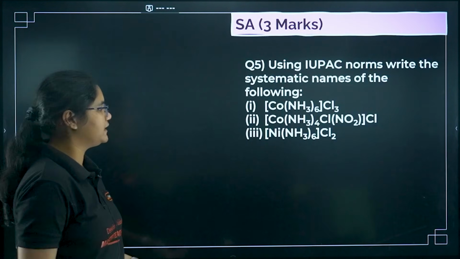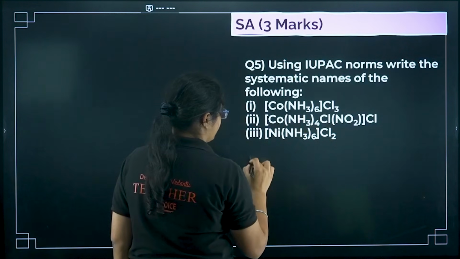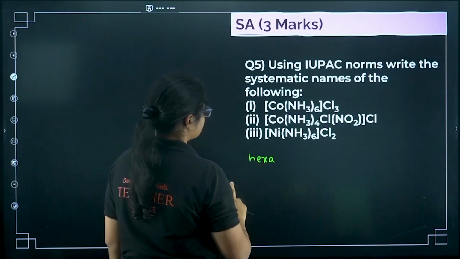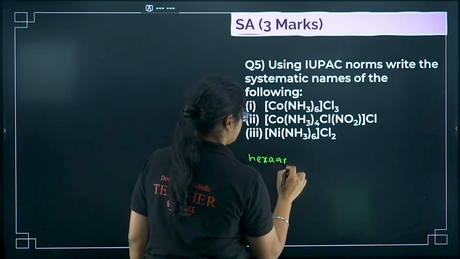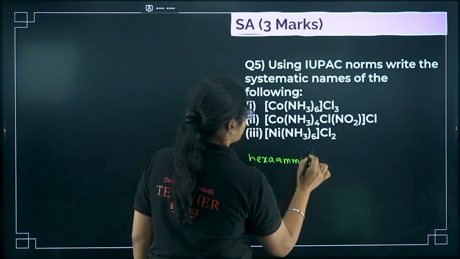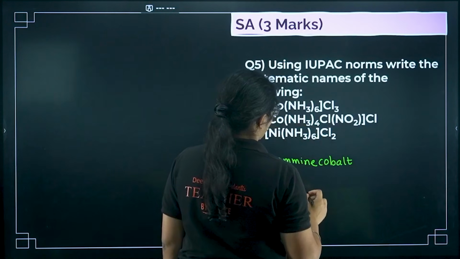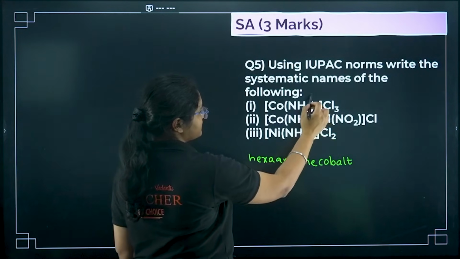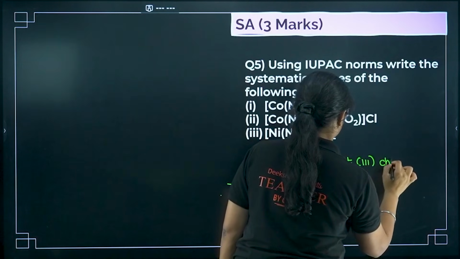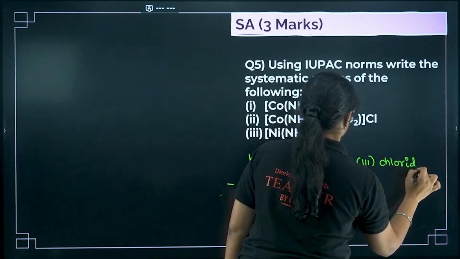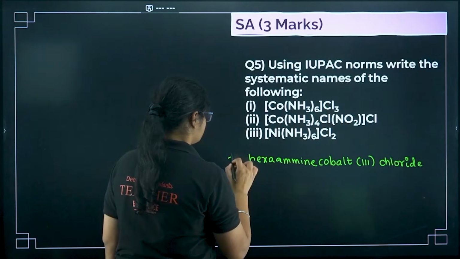Next we will do IUPAC naming. We'll write the name of the compound. So here you can see the first one, I'll write hexaamine. Then cobalt. Then what is the charge of cobalt here? This is plus 3, right? So cobalt will be 3 here, and then we have chloride. Hexaamine cobalt 3 chloride. That is the first option we have.